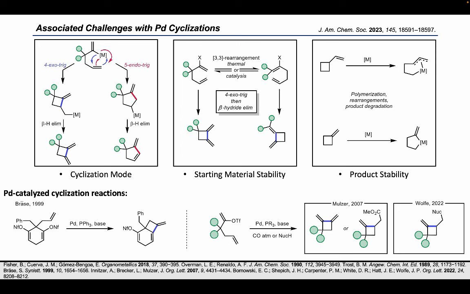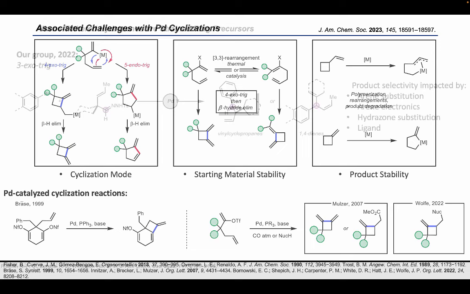The first of which being the Bräse group in 1999, where they were able to afford the intended palladium-catalyzed cyclization through the use of bisenol nonaflates. The Mulzer group in 2007 and the Wolf group in 2022 and 2023 were able to afford similar cyclizations through the use of enol triflates, which would then be trapped by beta-hydride elimination, carbonylation, or nucleophilic addition after cyclization. We wanted to build off of this precedent and employ a tandem aryl cross-coupling reaction and cyclization in order to access the desired spirocycles containing cyclobutanes.